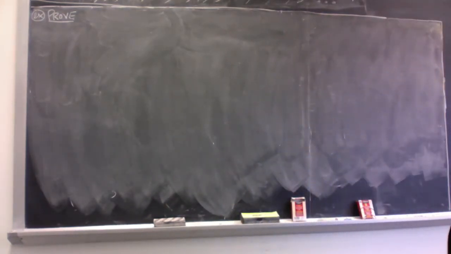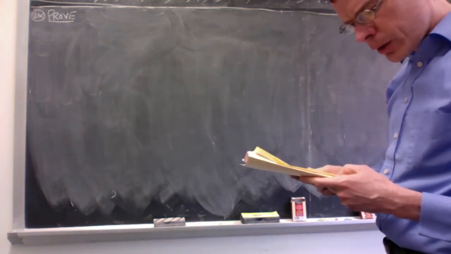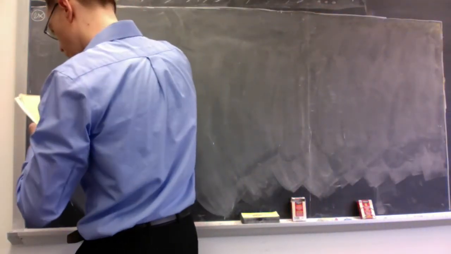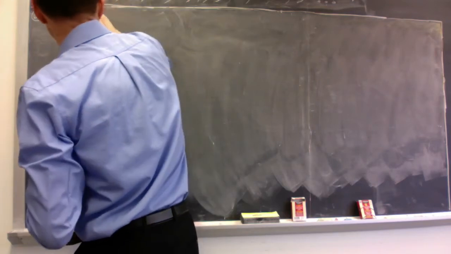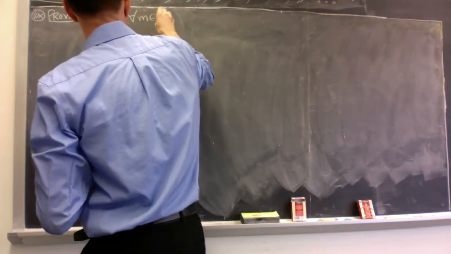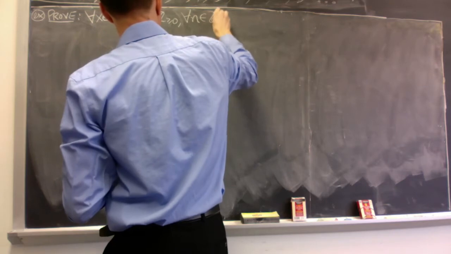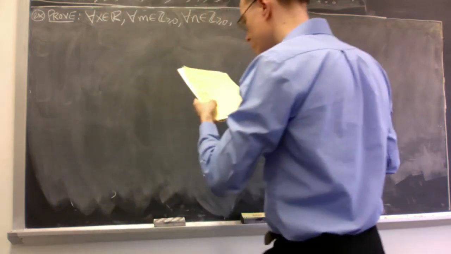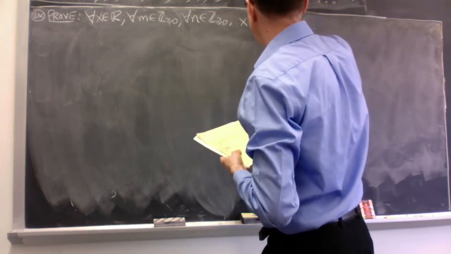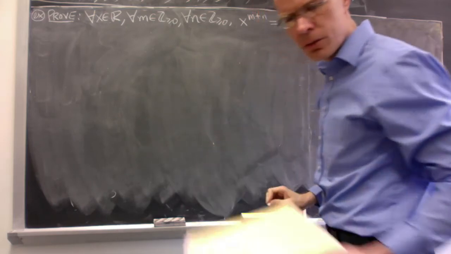Let's move on to a different example that uses a different recursive definition from the beginning. And then I want to give you one of the laws of exponents. All right, so here's the statement. For every real x, for every integer m greater than or equal to 0, for every integer n greater than or equal to 0, I'm going to claim that x to the m plus n equals x to the m times x to the n.